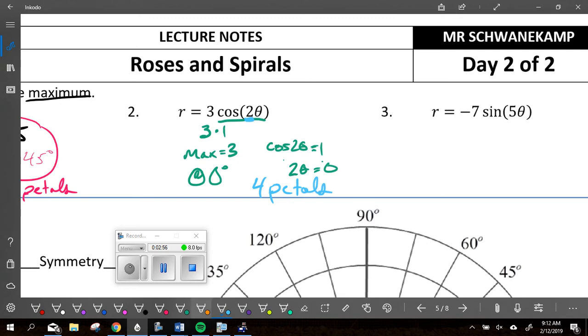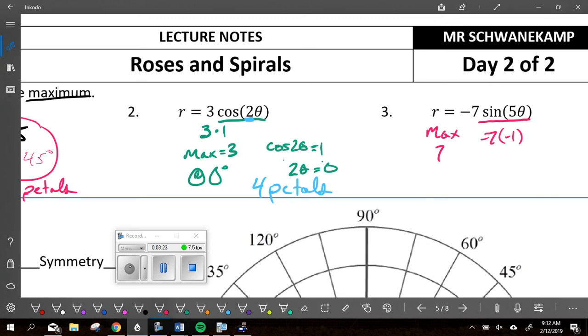Let's look at number 3. This one's a little bit tougher. Show me with your fingers, what do you think the max is going to be? Your max is going to be 7. I want this to be 7. All right, we could talk about -7. -7 is not weird, but it gets us a little bit strange. -7 times what would we want that to be to get you 7?